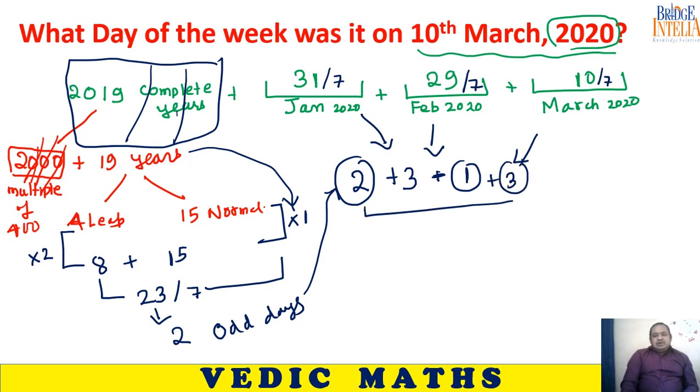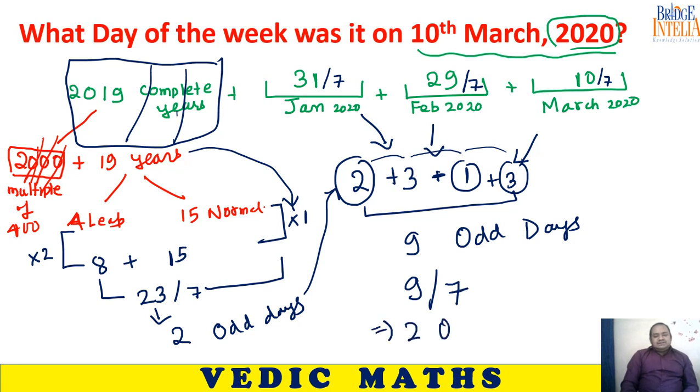So let's count them all. So 2 plus 3, 5. 5 plus 1, 6. 6 plus 3, 9. So 9 odd days. So 9 can still be divided by 7. So if you divide 9 by 7, you get 2 odd days. So 2 odd days means the second day of our modern calendar. So our modern calendar began on Monday. So Monday, and the second day is Tuesday. So the answer must be Tuesday.